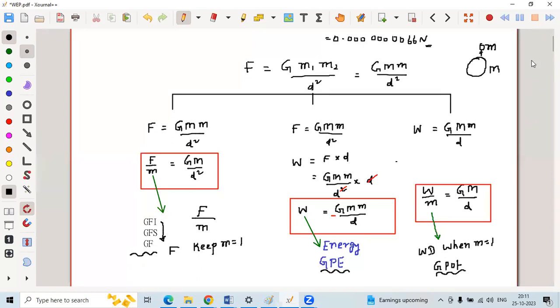Because work done is force into distance, I'll take force into distance. Force is given by the formula GMm by distance square. Next, last one is work done divided by m. Work done on unit kg, that is work done on 1 kg mass. Gravitational potential. That's all.